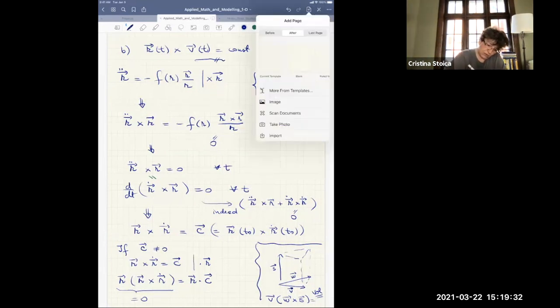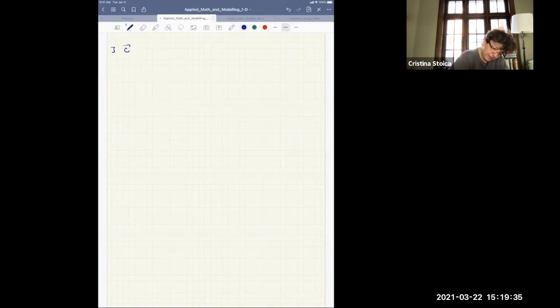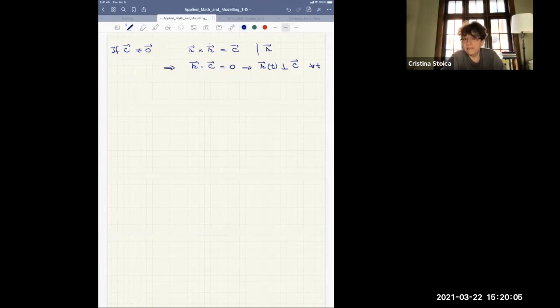I'll flip the page. So here, if C is non-zero, we had R cross R dot, or V, doesn't matter, is C. And I said, let's do the dot product with R. And we ended up with R dot C equals zero. But this means that R of T will always be perpendicular to C for all T. And this C is a constant vector, it doesn't move. C is frozen. So that's one.